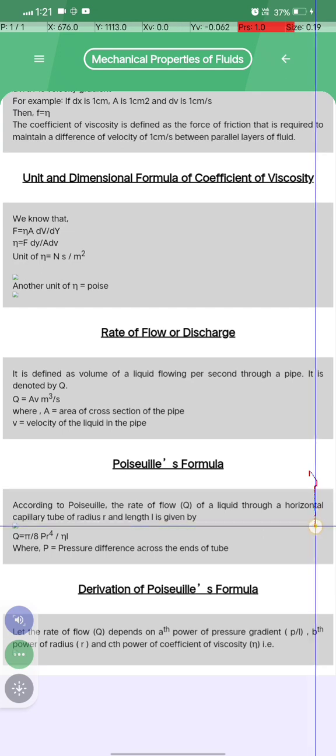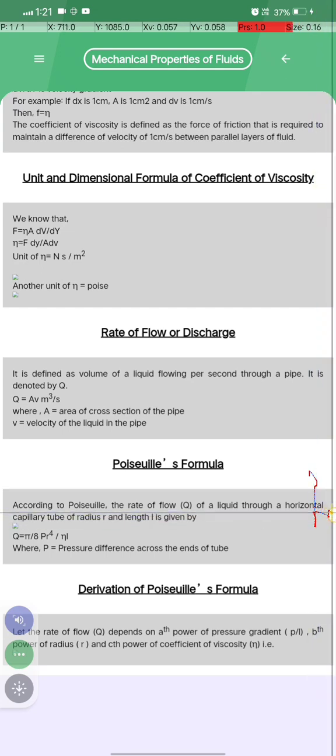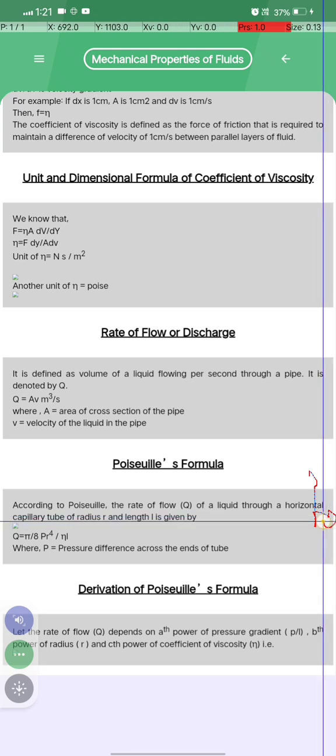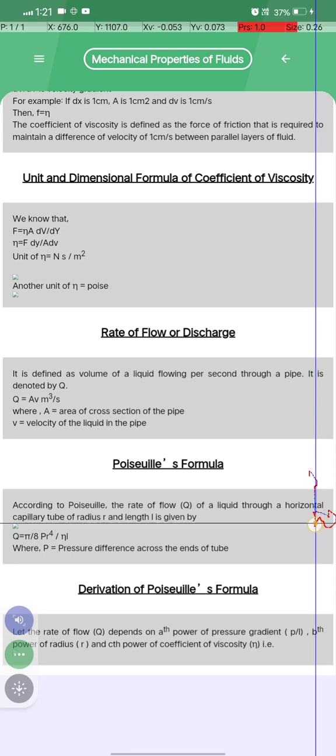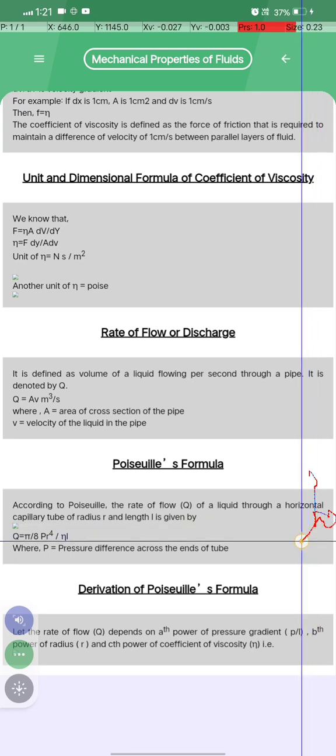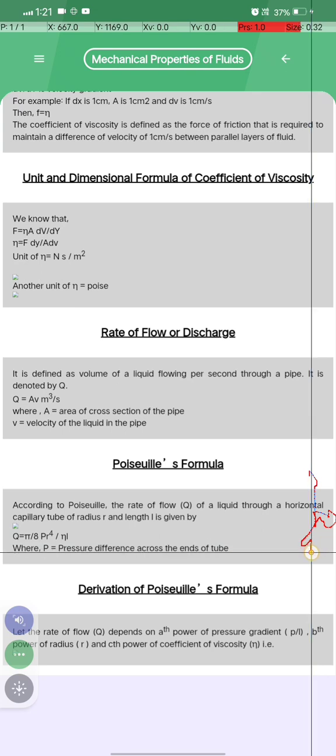What is Poiseuille's law? According to Poiseuille's law, the rate of flow Q of a liquid through a horizontal capillary tube of radius r and length L is given by Q = πPr⁴/8ηL, where P is the pressure difference across the ends of the tube.